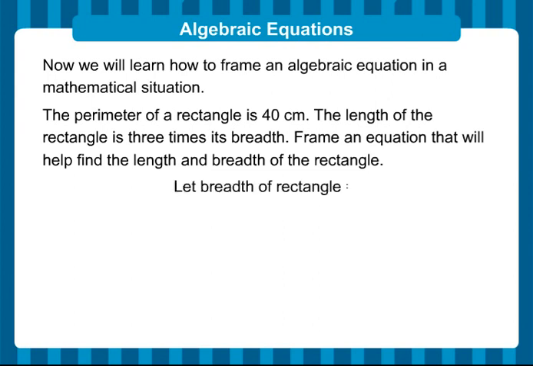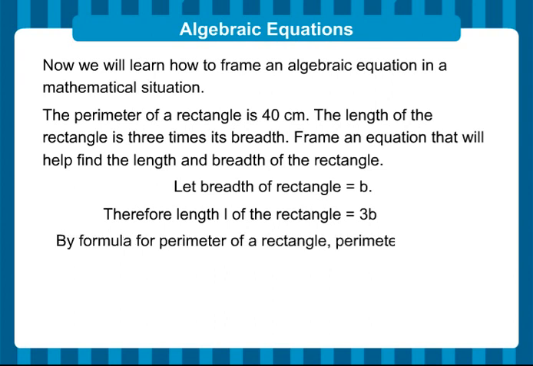Let the breadth of the rectangle be B. Therefore, the length of the rectangle L is 3B. According to the formula for the perimeter of a rectangle, 2 into (length plus breadth) is equal to perimeter. Thus, 2 into (3B plus B) is equal to 40, or 8B is equal to 40.